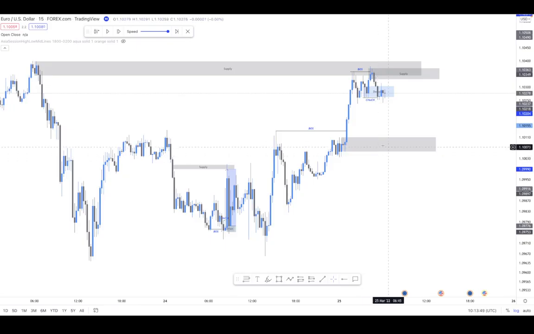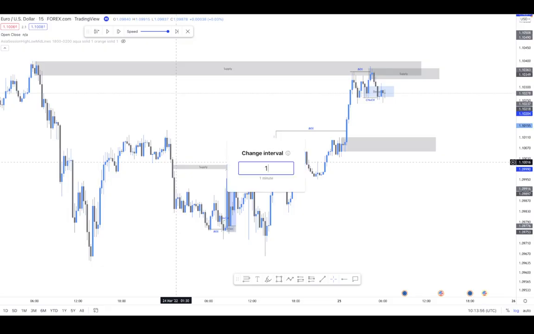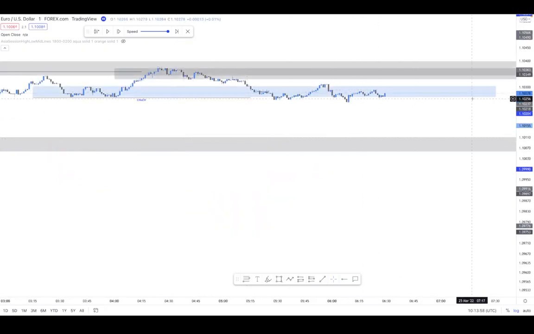Now, if we just jump down to the 1-minute time frame, because we've had our change of character in place, we've had a second break of structure to the downside. Go down to the 1-minute time frame and look for a 1-minute change of character, okay?